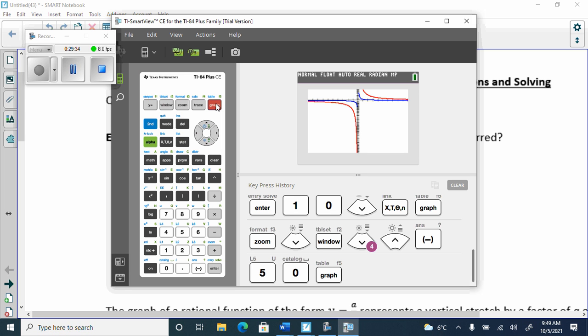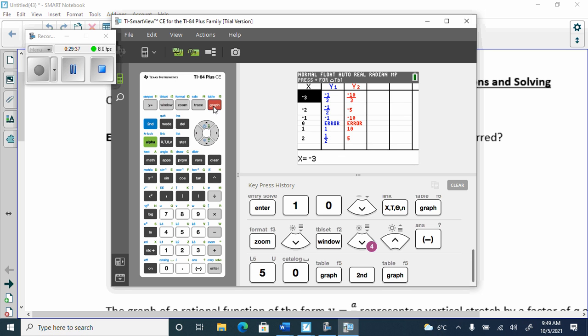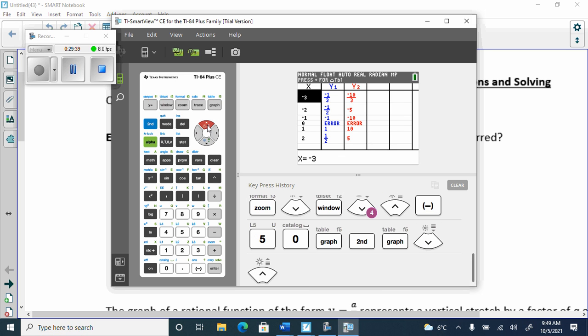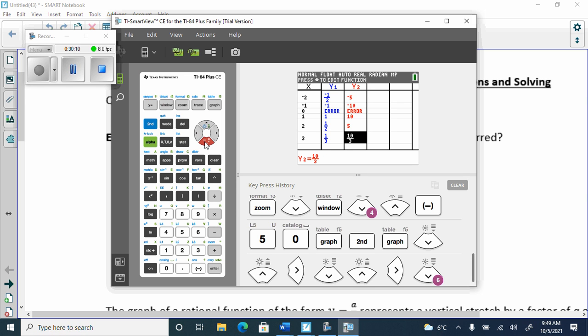Now, if we look at the second table, I have -3. This is my original. That's the parent function. 1 over x is the parent function of a rational. Now I did 10 over x. What happened to my y? It was negative 1/3. It's now negative 10/3. What did I do? Times it by 10. Let's check. It was negative 1/2. Now I have negative 5. Negative 10 times negative 1/2 is negative 5. Negative 1 times 10, negative 10. So if you look here, what's happening? All my y's are being multiplied by 10.